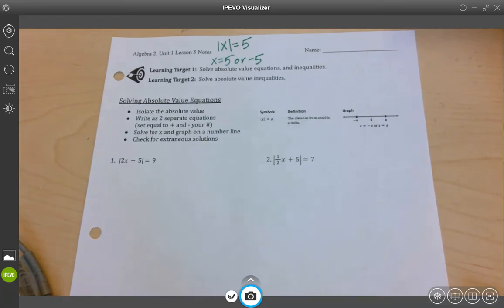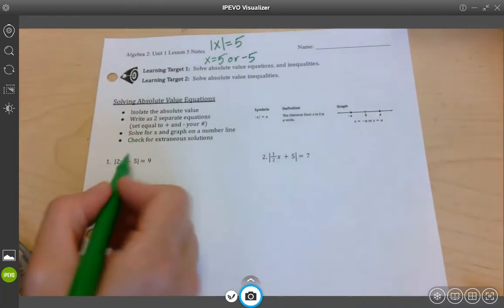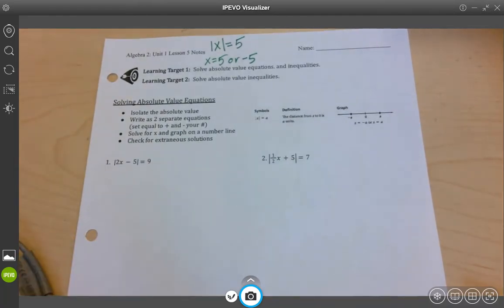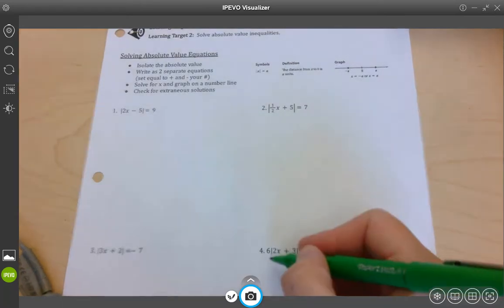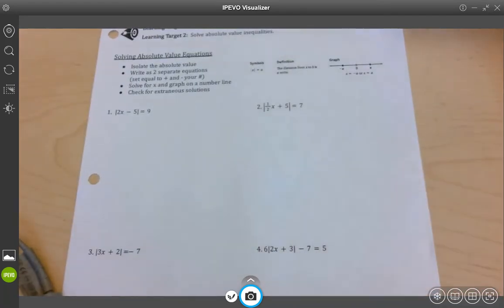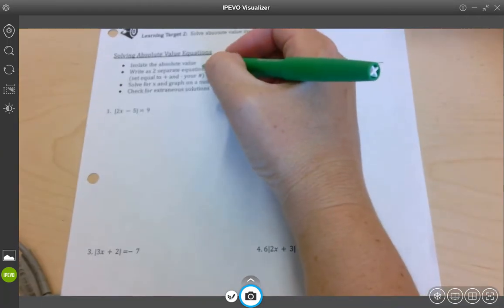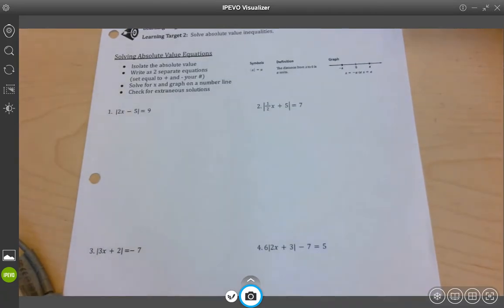Here we go. So we have to isolate the absolute value, and what that means is this absolute value with the bars on it has to be there by itself. Which problem does not have the absolute value isolated? Number 4. See, number 4, I've got a 6 and I've got a negative 7, so that one is not isolated yet, so that would have that extra step. Then it says to write 2 separate equations, because remember, what's inside the absolute value could be the positive number or it could be the negative number.